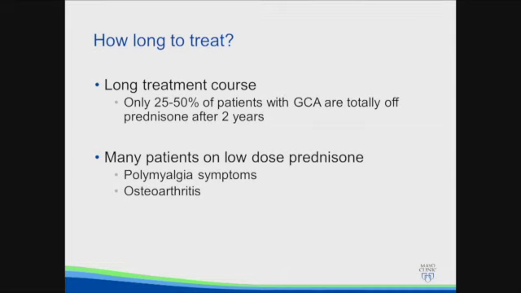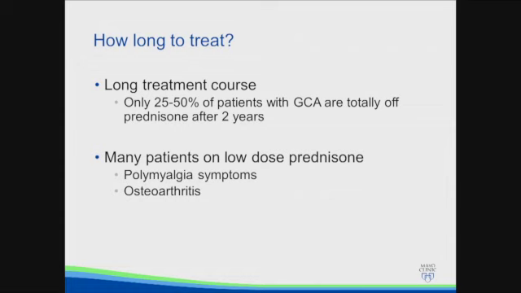And in book chapters and in maybe patient brochures, we often write that the treatment is going to go on for 1 to 2 years. In actual fact, it's oftentimes even longer than that. We and others have seen that less than half of patients with this disease are totally off prednisone even after 2 years from the diagnosis. So it's a very prolonged treatment course.